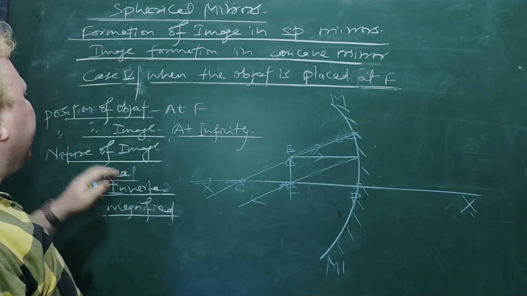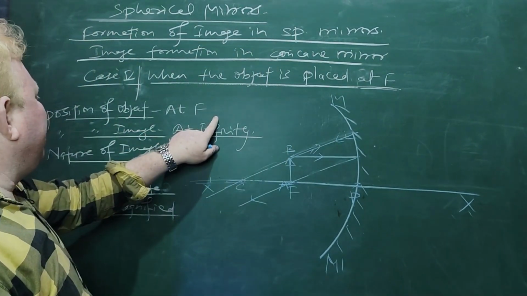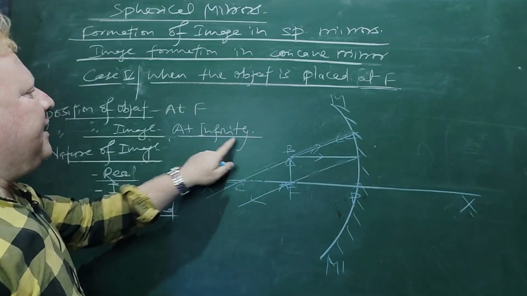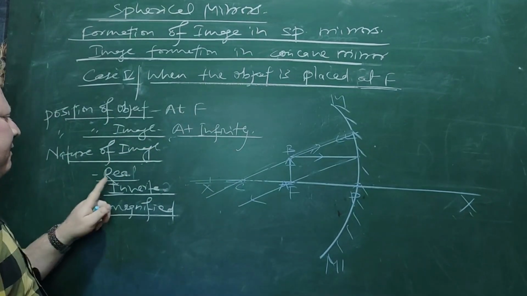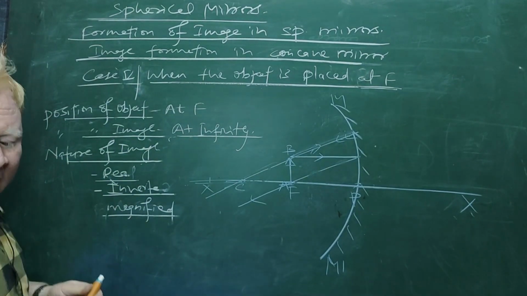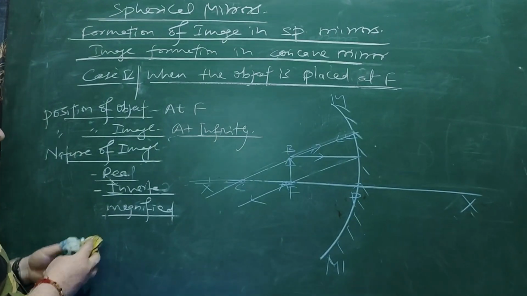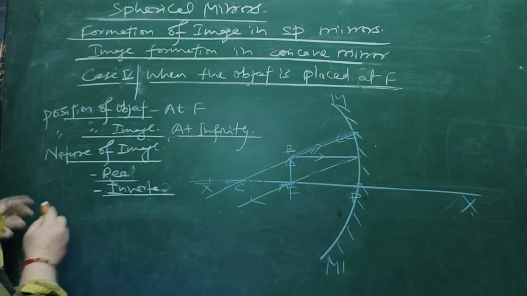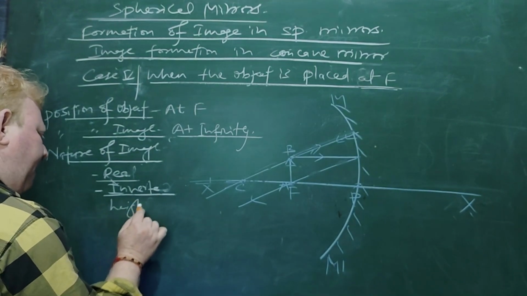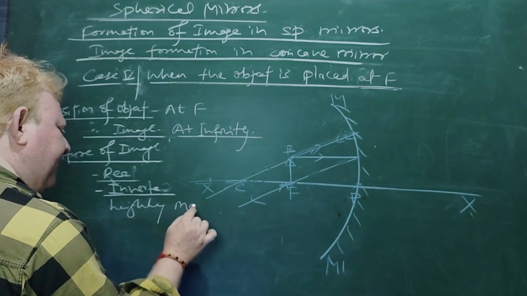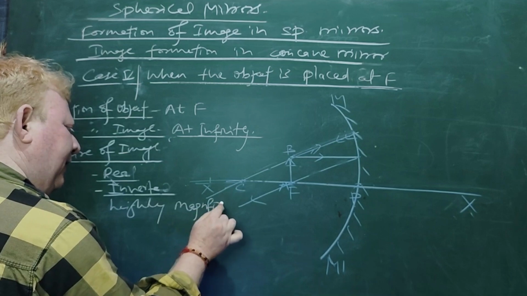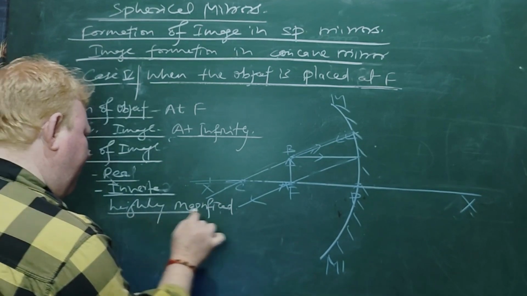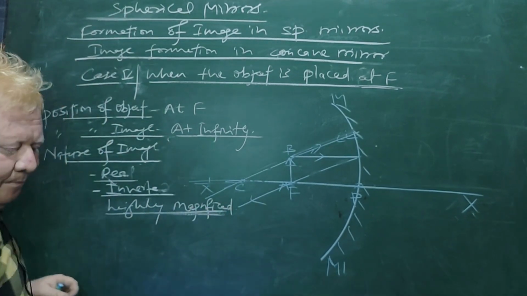Okay, so you will write: position of object at F, focus; position of image will be at infinity; and what is the nature? Nature will of course be real, inverted and highly magnified. Not only magnified, highly. Okay? So here you will write highly magnified. बहुत ही बड़ा इमेज बनेगा.